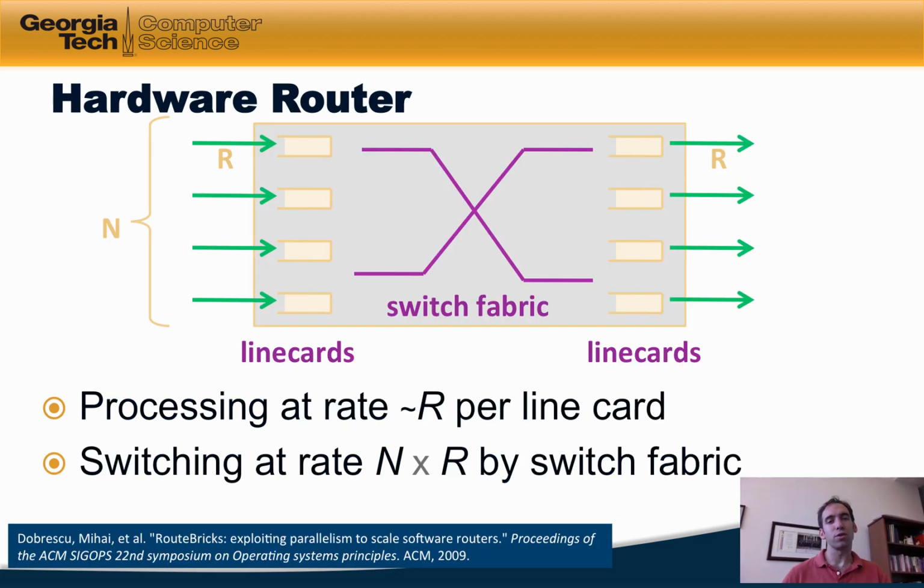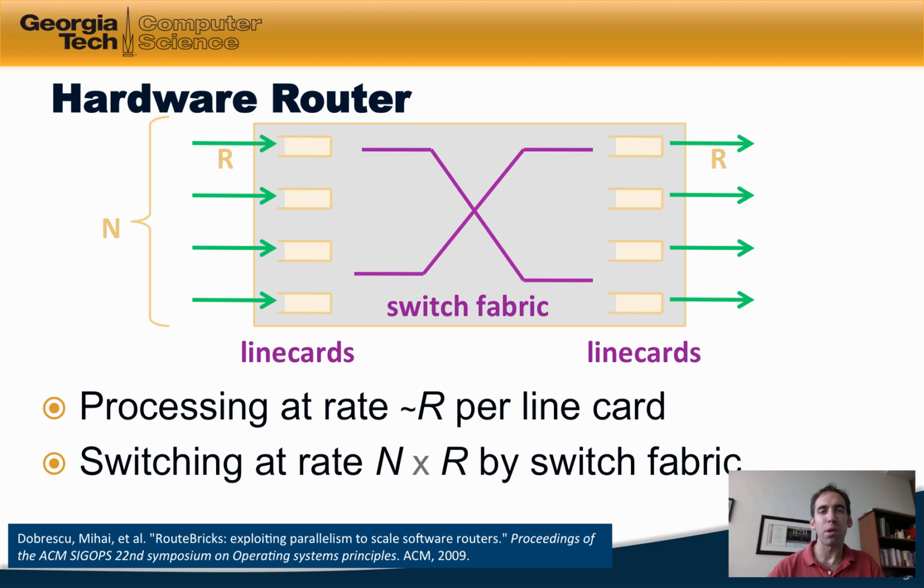Let's first review the internals of a hardware router with n line cards, each of which processes traffic at a rate of r bits per second. The switch fabric must thus switch traffic at a rate of n times r. Now it's worth keeping in mind as well that n and r could be quite large. Each line card might forward at a rate of anywhere between 10 and 100 gigabits per second, and we may also have multiple line cards in the hardware router chassis.